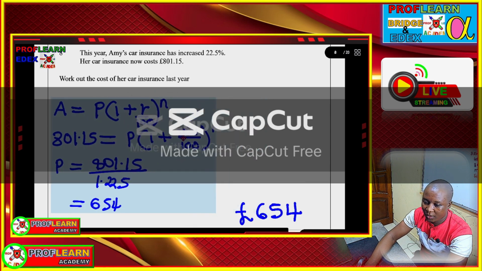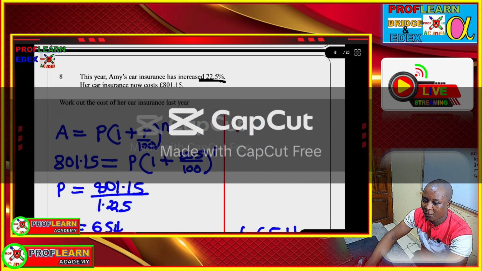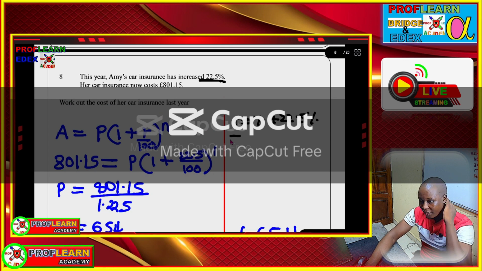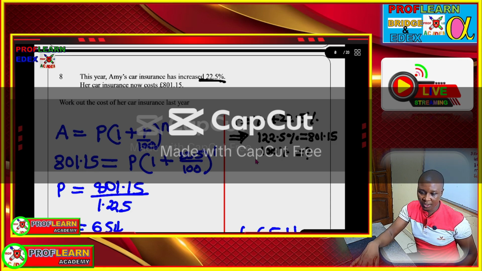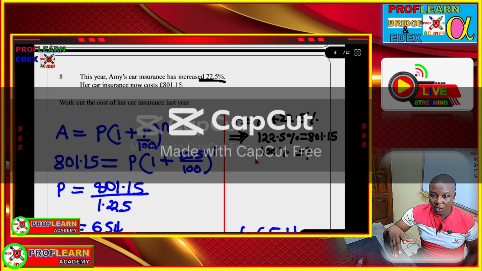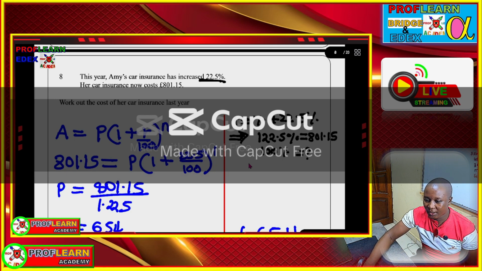Alternatively, we can say, method 2, 100% plus 22.5 is the new percentage of the price of this insurance. So we can say that 122.5% is equal to 801.15. What about 100%? So that we can know previously what was the price of this particular insurance last year. So we are going to say it's 100 over.